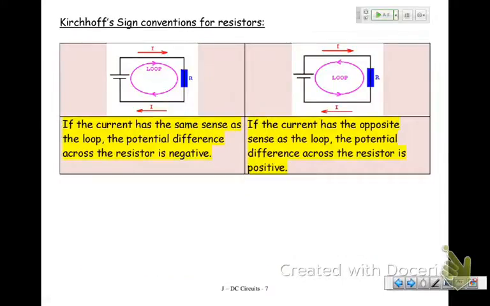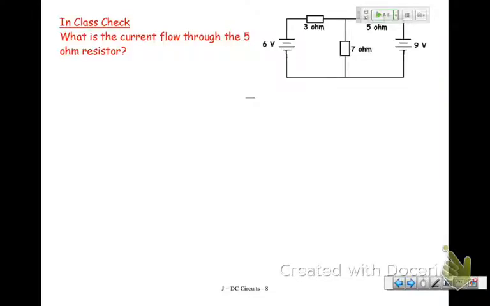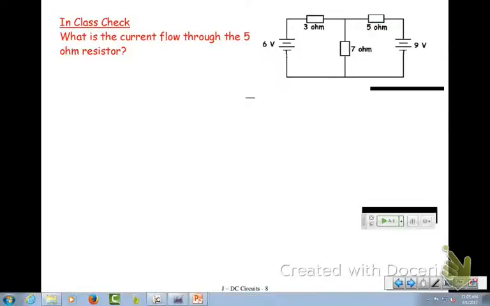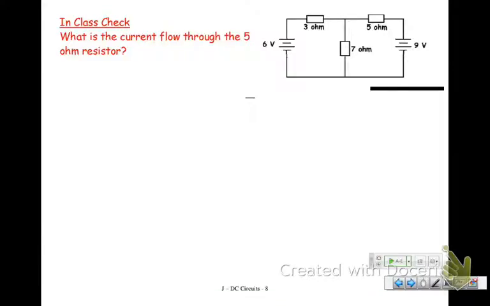Sign convention. Let's do one. I need to move this little guy out of the way. So again, people are kind of uncomfortable, so I just pick a junction. I tend to pick the top one. And I'm just going to call this I1, I2, and I3. And then I do my loops like that. And I'm set up.